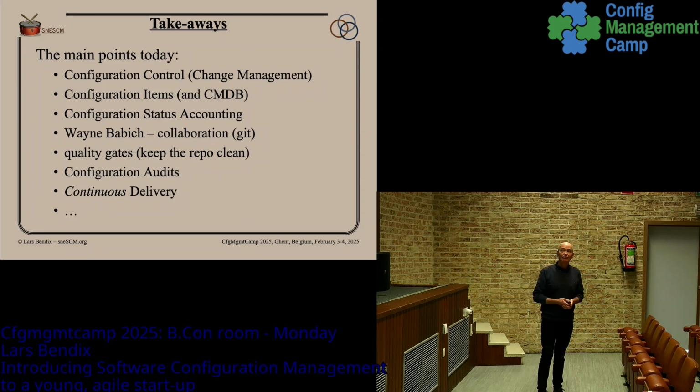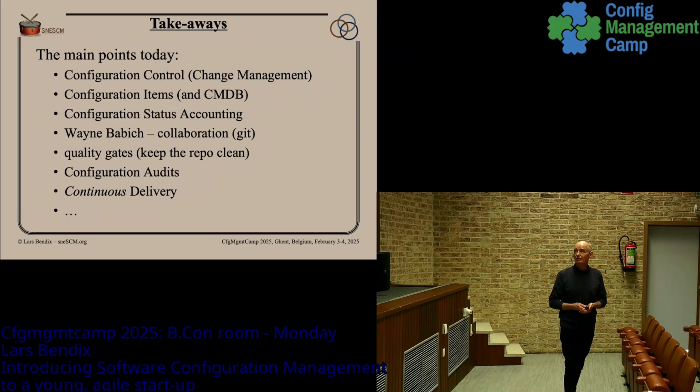Branching, how to collaborate, how a team can coordinate with as little problem as possible. Quality gates, keeping the repository clean, configuration audits, and continuous delivery.